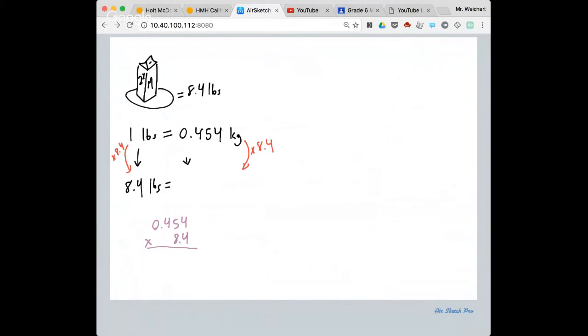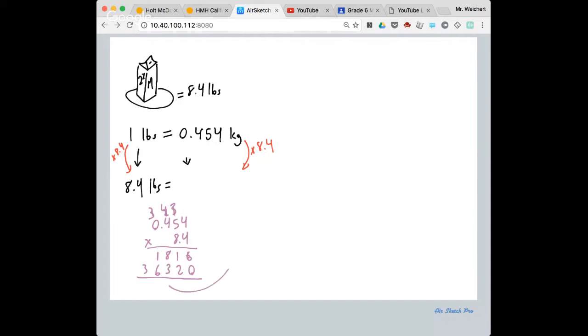Remember, when you multiply, you don't need to line up the decimals. So 4 times 4 is 16. How am I going to do this? 5 times 4 is 20, plus 1 is 21. 4 times 4 is 16, plus 2 is 18. Plus 1 is 1. Now we're in the 10s, the next place over. So 8 times 4 is 32. 40 plus 3 is 43. 8 times 4 is 32, plus 4 is 36. Plus 3 is 3.